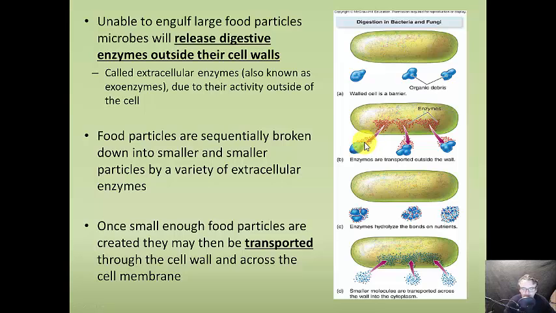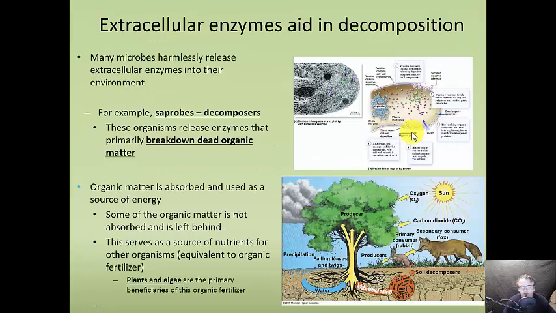Sometimes it's to get nutrients, sometimes it's to spread through the body. We talked about this in chapter 13. But either way, they're releasing enzymes and breaking down human tissue, and that's what causes disease. Now, in the case of a saprobe, one of the reasons why they're considered a decomposer is that rather than breaking down living tissue, they're breaking down organic molecules in the soil.